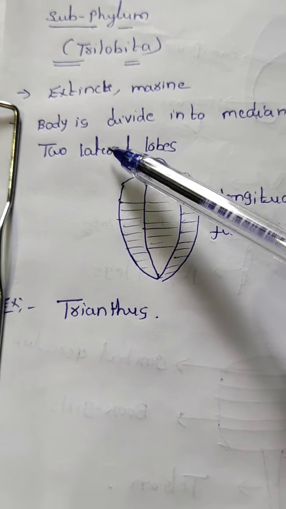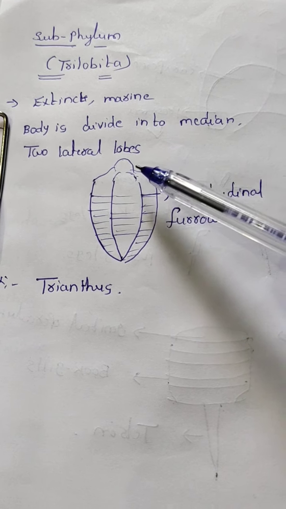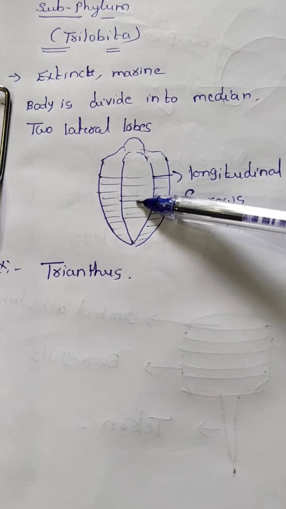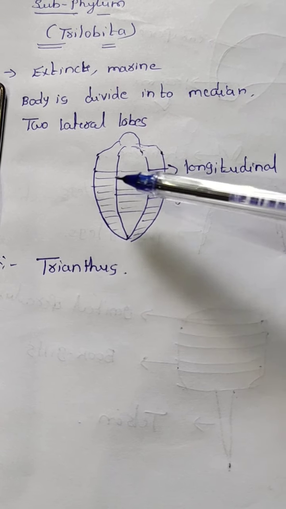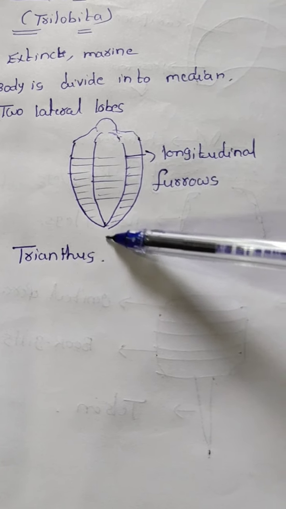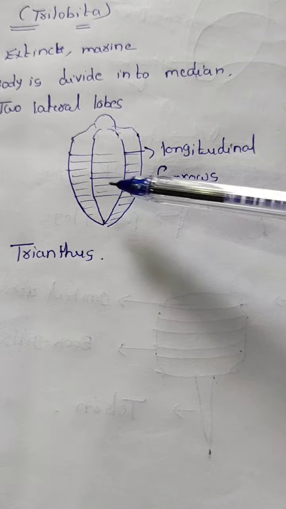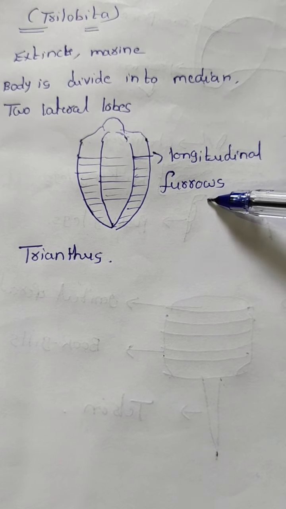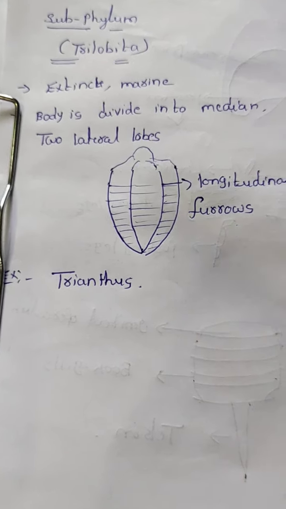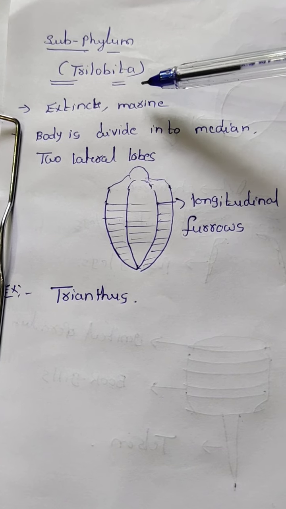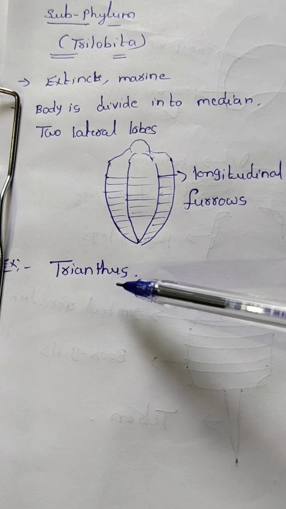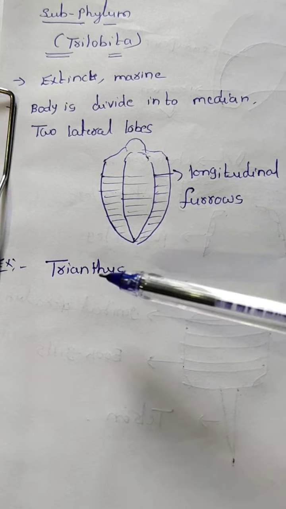Here, the body is divided into a median and two lateral lobes. This is the median lobe and these are the two lateral lobes. It is divided into three lobes by the presence of two longitudinal furrows. That's why the body is divided into three lobes, and that's why this subphylum is called trilobita. The best example of the trilobita organisms is the Trianthus. Now this organism is not present.